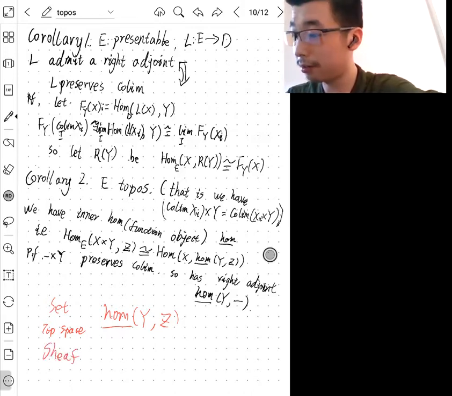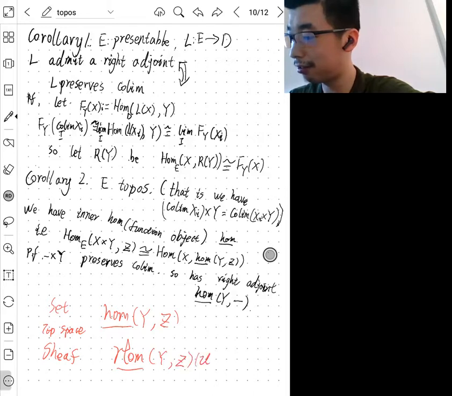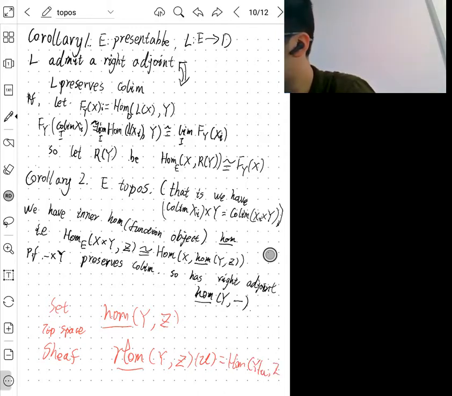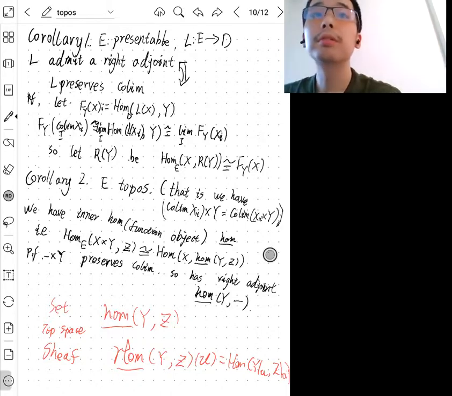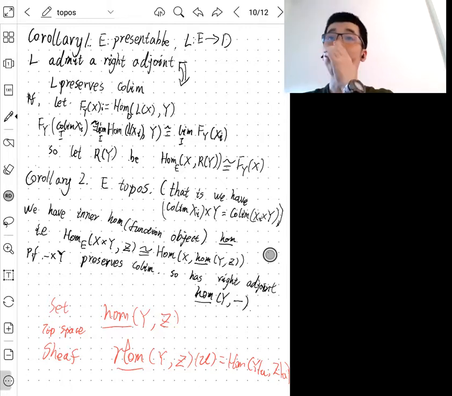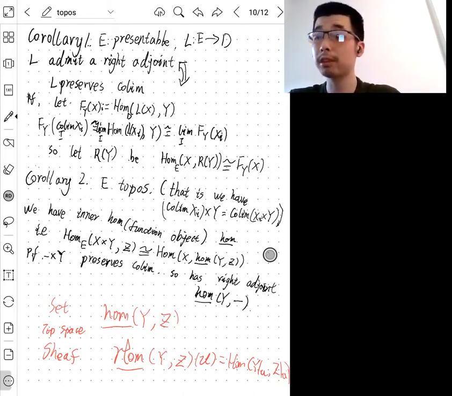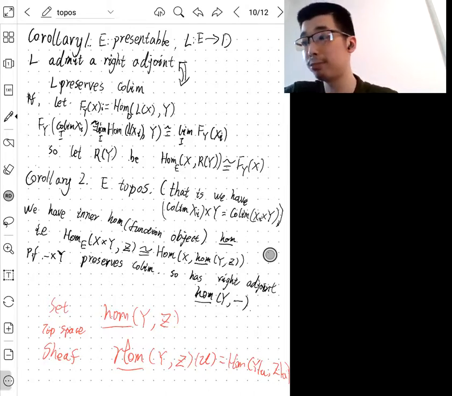And like for shapes, this hom object is just, I don't know, a fancy way to write this. Right. So this, if we take value on some object U, is just the hom of Y restricted on U. So that's the very important property. It's called the Cartesian closed property for the topos. So we will see it when we talk about homotopy type theory. So this is a very important property for type theory. Okay, so that's what I want to talk about today.